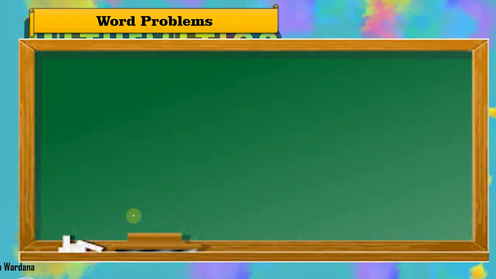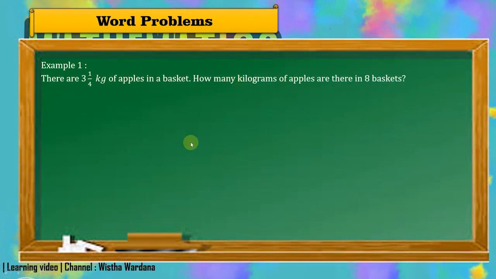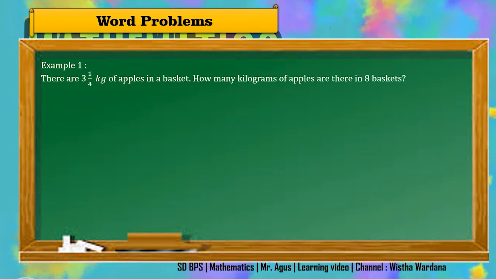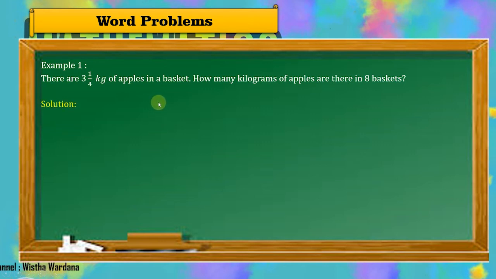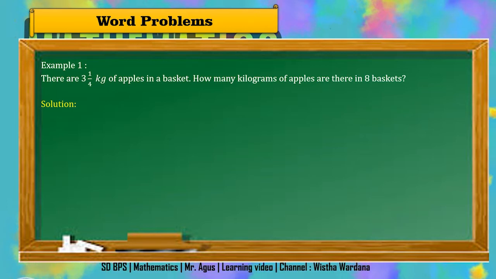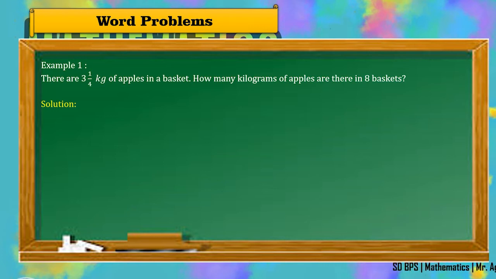The next slide is about word problems. In this example 1, there are 3 1/4 kg of apples in a basket. How many kilograms of apples are there in 8 baskets? To get the answer, you have to understand the story first. In the story, you have 3 1/4 kg of apples in a basket, and then you have 8 baskets. So how many kilograms of apples altogether?